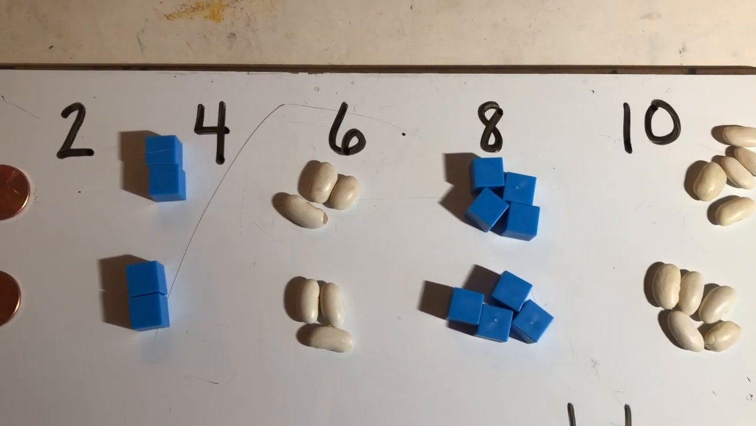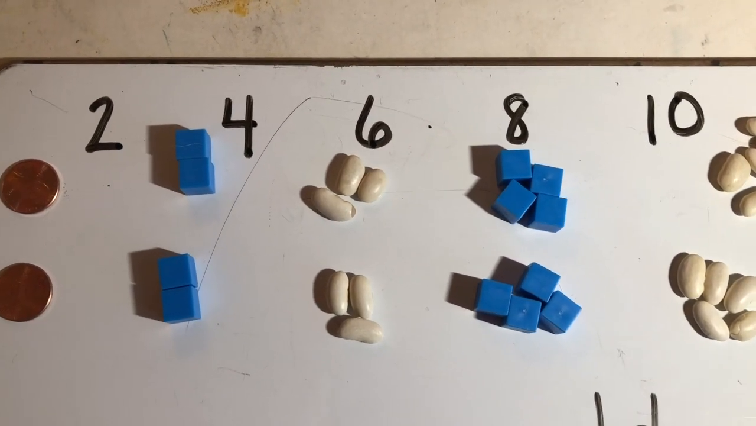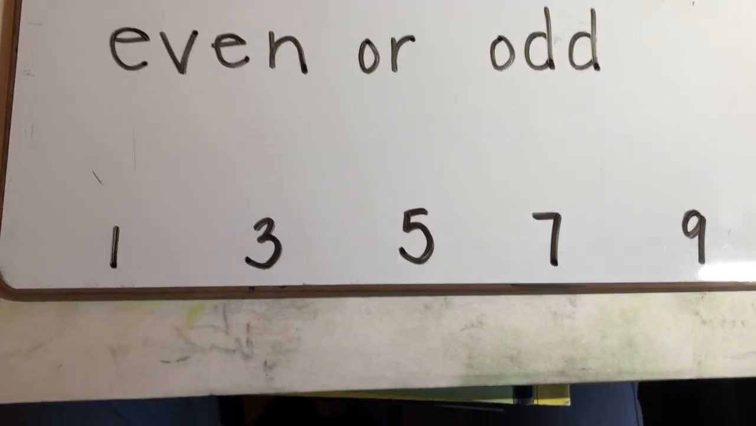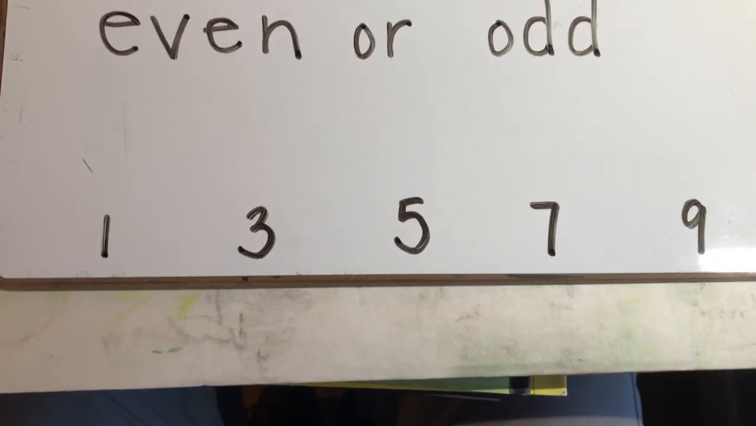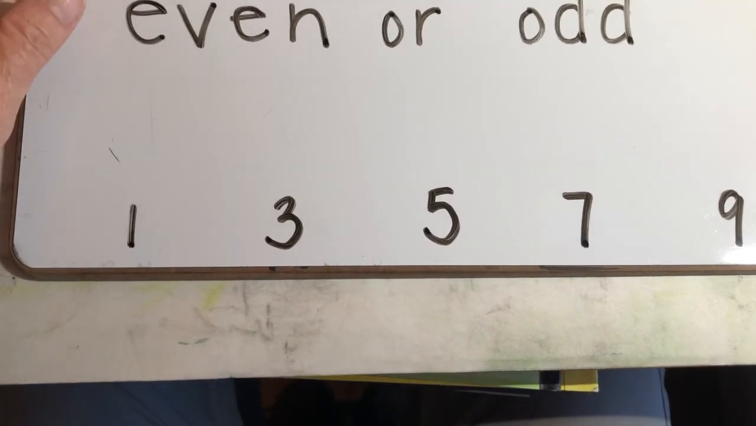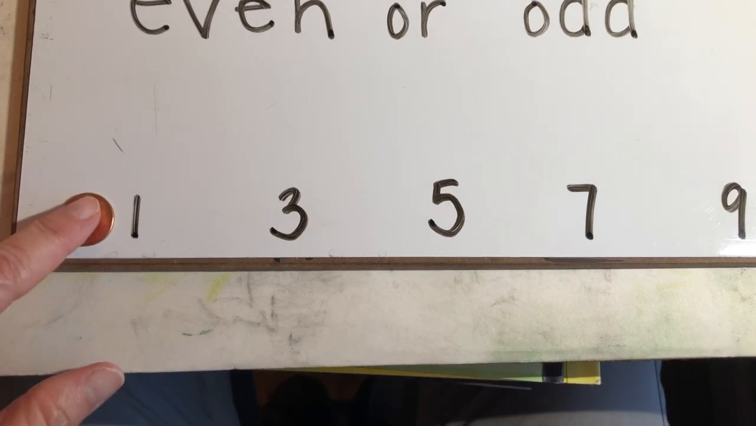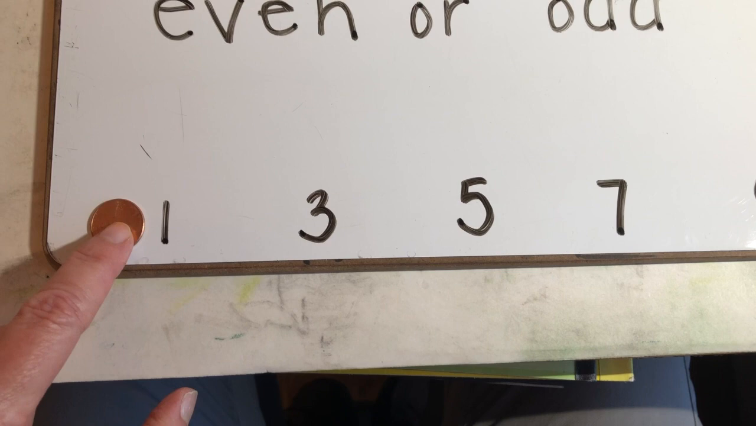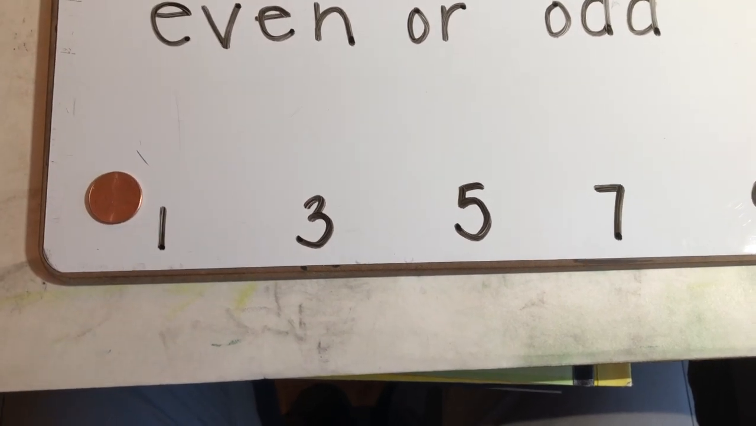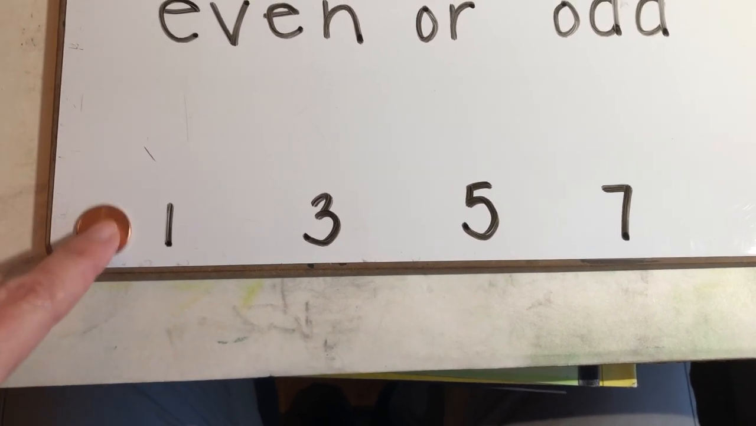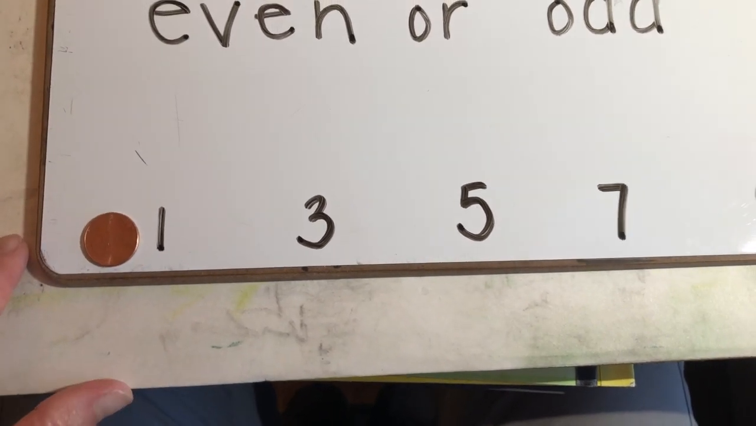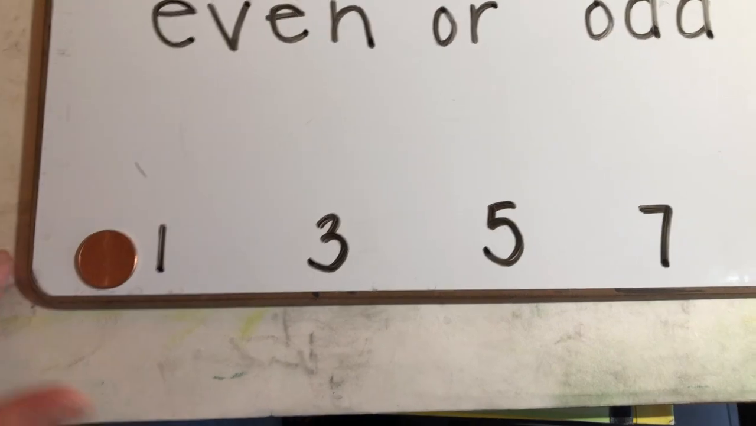Now I'm going to look for a second at some odd numbers, and see how they're different. So I'm going to come down here, and I've made a list of odd numbers: 1, 3, 5, 7, and 9. So I'm going to bring an object down. There's 1 penny. Can I put this penny, without cutting it, into 2 equal groups? No. If my answer is no, then I know that number is odd.